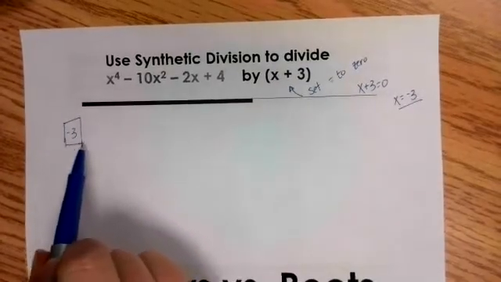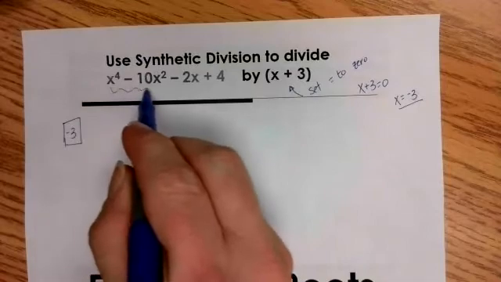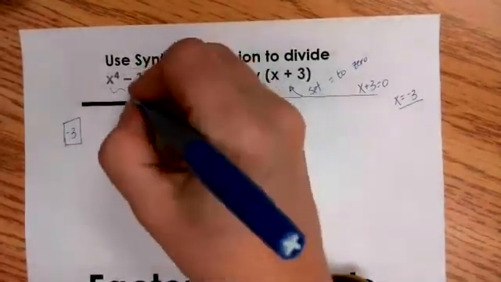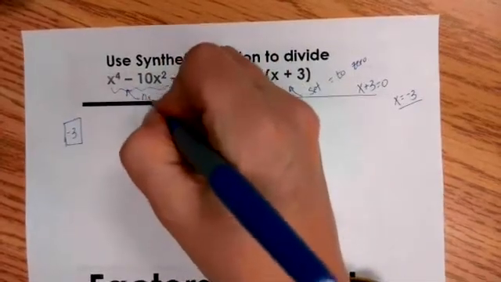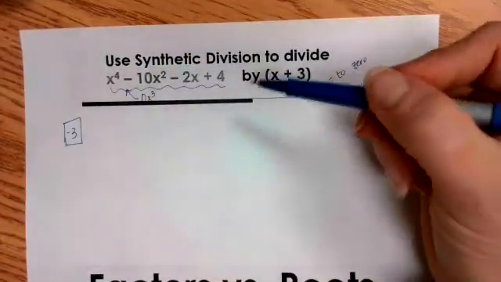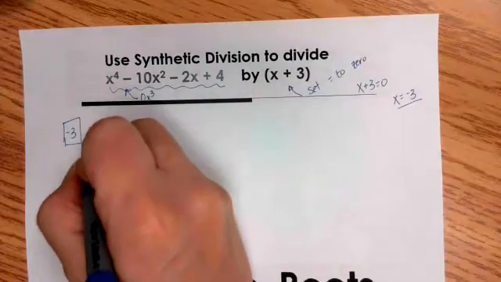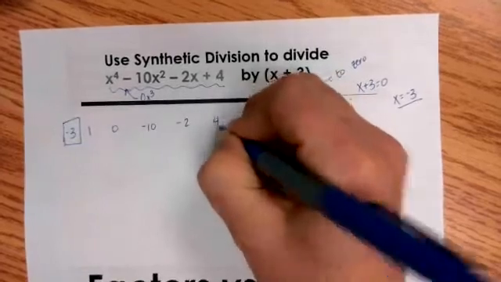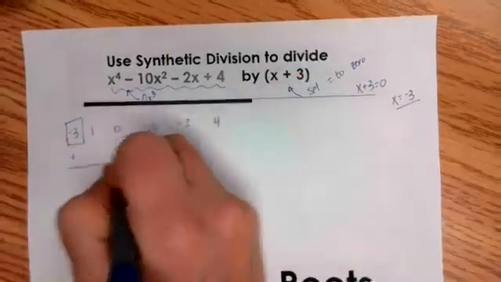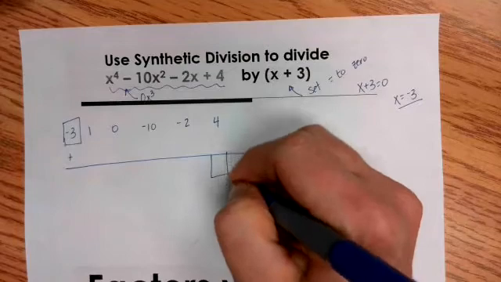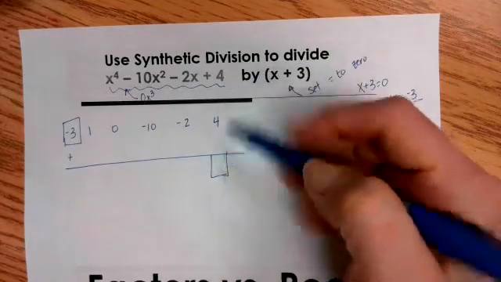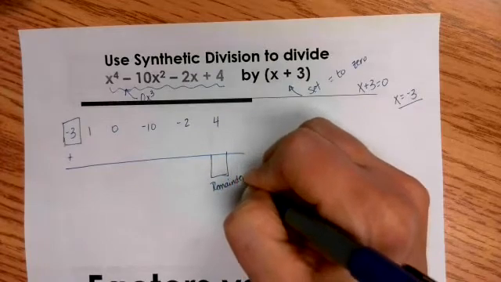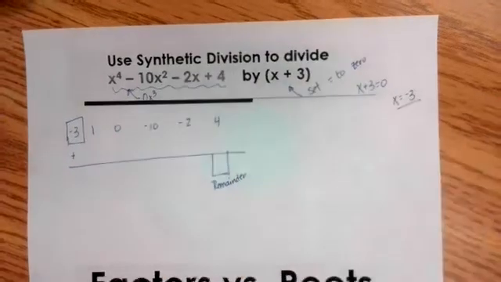Then next to the negative 3, I write all the coefficients of the polynomial that I'm dividing into. Please be careful to make sure that you account for any missing terms. So this is missing an x to the 3rd, so I can think of it as a 0x cubed. So my coefficients are 1, 0, negative 10, negative 2, and 4. I'm going to add underneath my constant, my last value. This will always be my remainder when I do division.